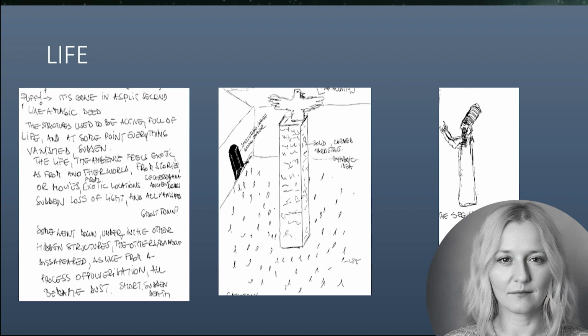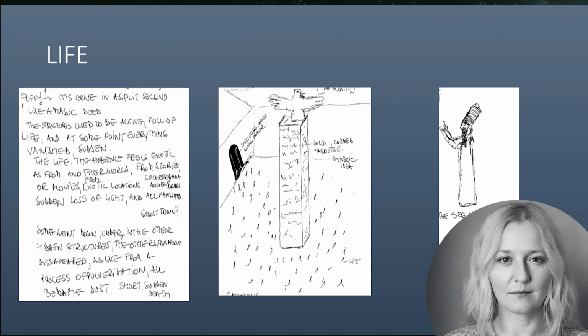I've seen people running to save their lives all over, a sense of despair, a fear, and I've seen like it was poof, the life was gone in a split second, like a magic did. The structure used to be active, full of life, and at some point everything vanished sudden. The ambience felt exotic, as from another world, from stories or movies, from exotic location, but was suddenly a loss of life, and all vanished.